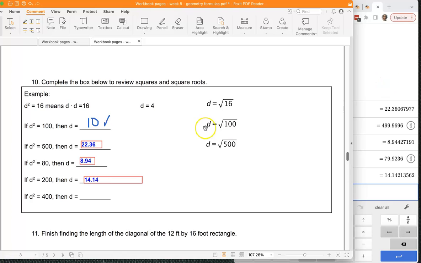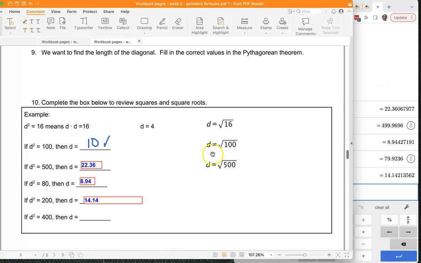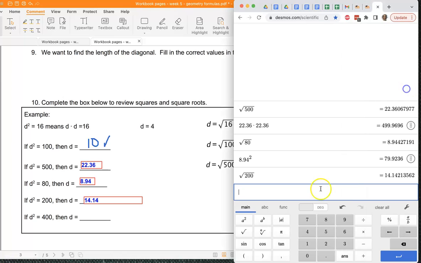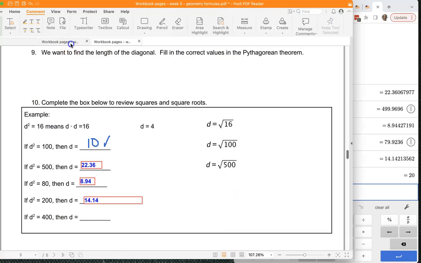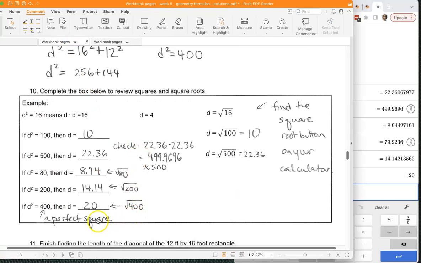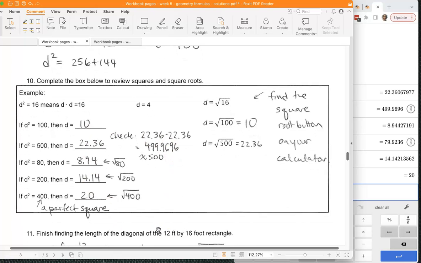And finally, the square root of 400, which is the question that we had. What times what is 400? It's actually just 20. That's a nice perfect square again as well. So when we look over here, 100 is a perfect square, 400 is a perfect square, 16 is a perfect square. So sometimes you take square roots and they come out nice and clean. Just make sure you know how to do a square root in your calculator.